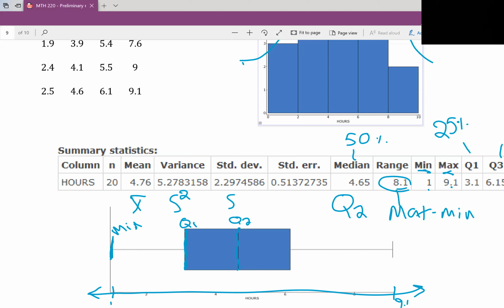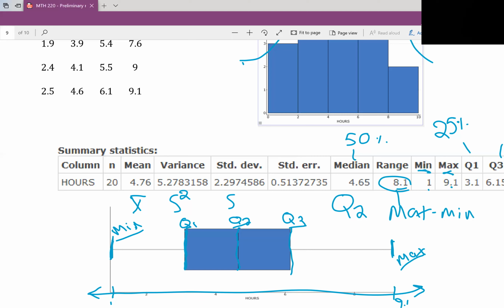All right, then we have Q3. That's our 75th percentile. So that's at about 6.15. So I'm going to draw a notch, and I'm going to label it. Okay, so my bar is at about 6.15, compared to that number line. And then the last thing I have is my maximum, which is here at 9.1. And again, I'm going to label it. So start to finish again, I've got my minimum, my Q1, my Q2, my Q3, and my maximum, okay?